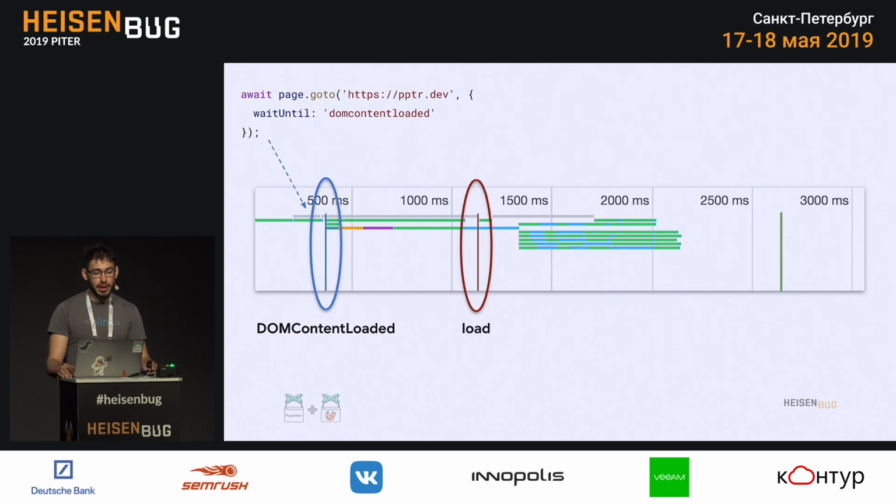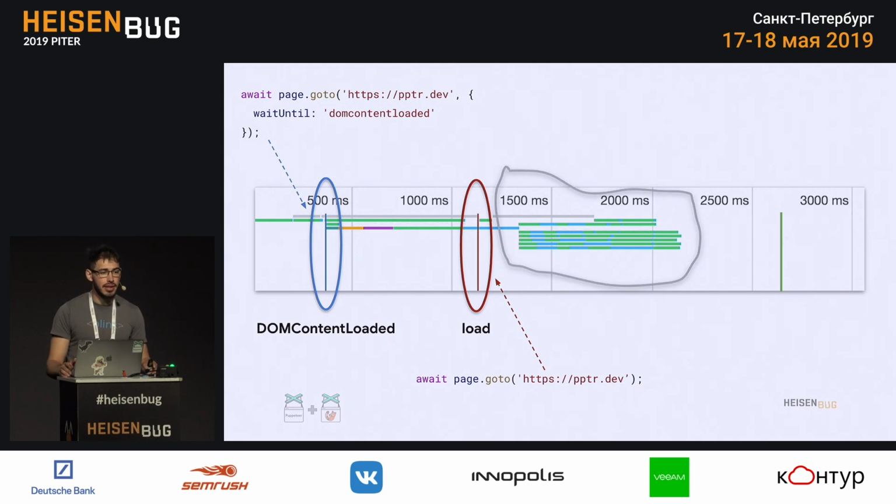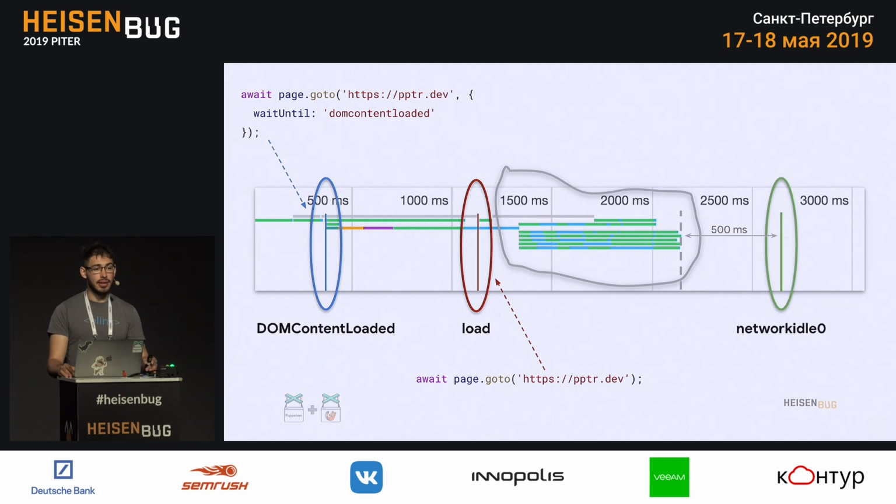Next is the load event. It happens later when all the direct resources of the page are loaded. This is the default one we wait for. And this is too early, as we saw, for puppeteer.dev. Now, we can see all this network activity that happens after the load event. These are actually the fetch requests that fetch the documentation. And 500 milliseconds after the very last request completes, we have another event called network idle 0. So this event happens after 500 milliseconds of network radio silence. And this is what we should use for puppeteer.dev to navigate. And we can do this with wait until network idle 0.